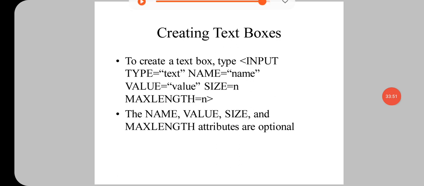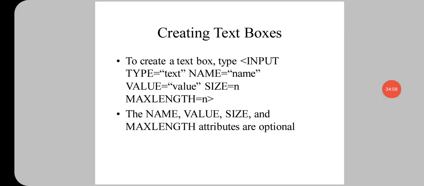So how to create a text box in an HTML form? To create any form control, we may use a tag called the input tag. The input tag is used to create any type of form control, like text boxes, radio buttons, check boxes, text area control, list box, anything.